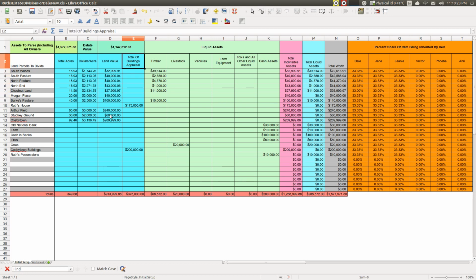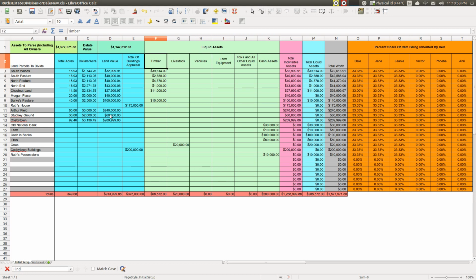And then we have what we call liquid assets, what I call liquid assets. And these are items that you can sell and render for cash in a hurry. Like if Victor was a little bit ahead, he got a little bit too much, he could sell a couple of trees, pay you and settle the estate. And you notice in the liquid assets we have timber, livestock, vehicles, farm equipment, tools, and cash assets.